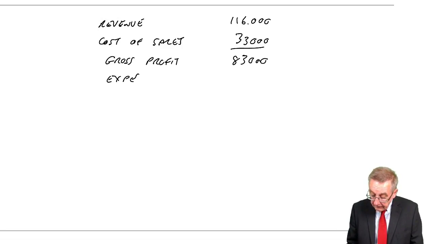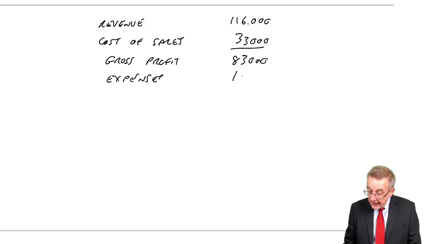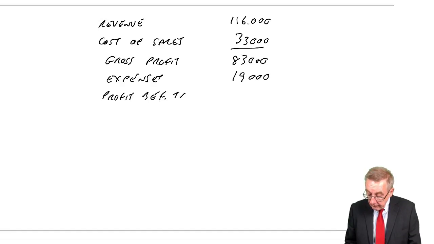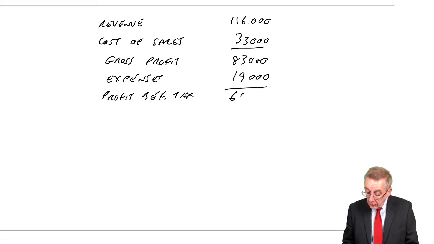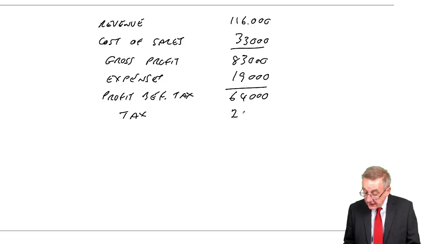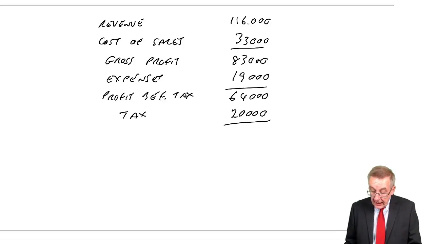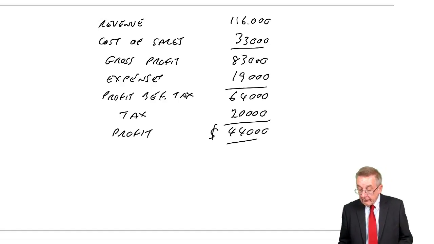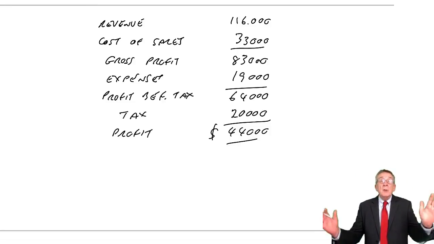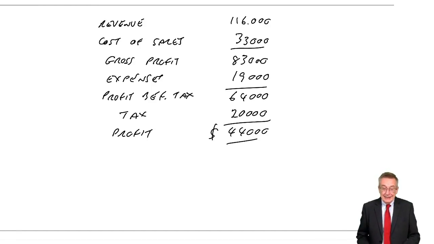Expenses, 12 plus 7, 19,000. And so the profit before tax, 64,000. And the tax, 16 plus 4 is 20. And therefore, the final profit, 44,000. Easy, just like last time. The consolidated statement of profit or loss, we've just added everything together.